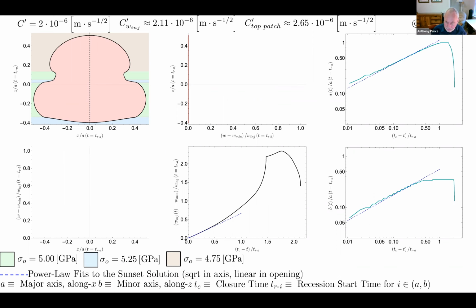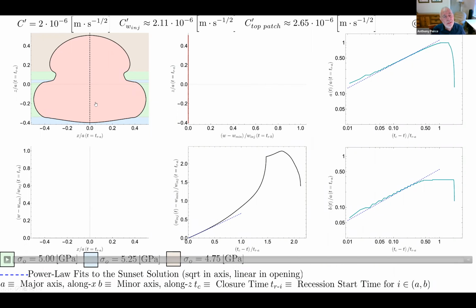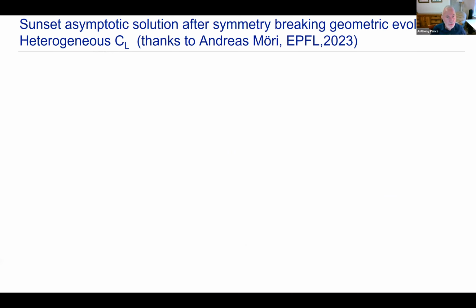Just as a note, Andreas estimated the Leakoff coefficient in this region, and you notice there was another region here. The actual Leakoff coefficient was 2 times 10 to the minus 6, and the estimated one was 2.11 times 10 to the minus 6. For the top patch, it was slightly worse, but still you get not too bad an estimate. So even if it's more complicated, we have a heterogeneous CL.